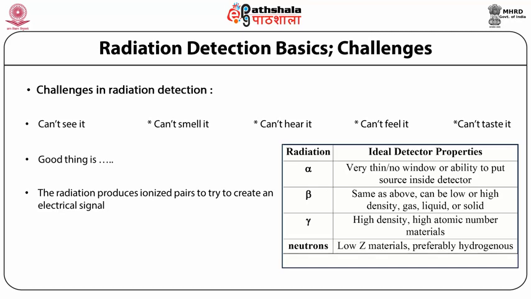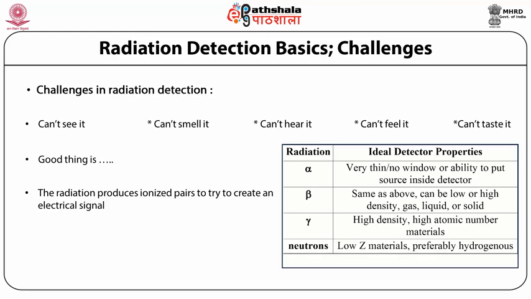For example, for alpha particles, a very thin or no window, or the ability to put the source inside the detector, has to be there. Why should this special requirement be there for alpha particles? We will discuss it in the coming slide. For beta, the detector should have almost the same properties as for alpha, but additionally the material of the detector can be low or high density material, or can be a gas, liquid or solid medium.